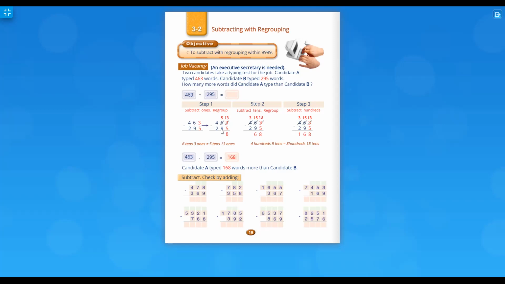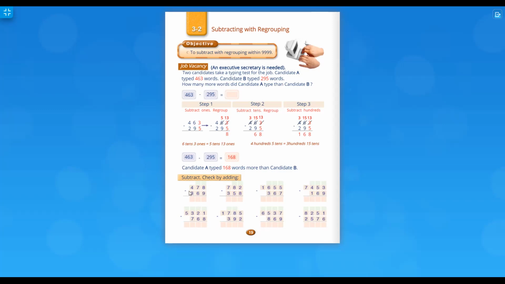No, because the 9 is greater than the 5. So we will have to knock on the next digit, okay? We will go to the next door, which is the hundreds. The hundreds will give us 1. The 5 will become 15, and the 4 will transfer into 3. 15 minus 9 is 6. 3 minus 2 is 1. So the answer is 168.